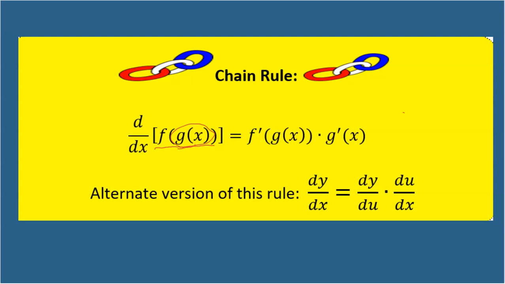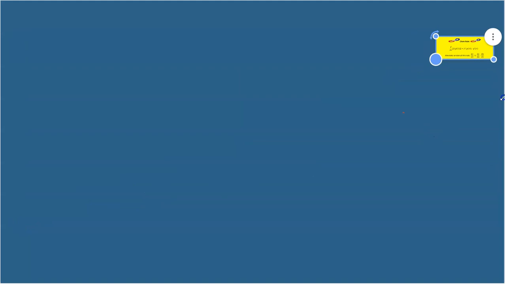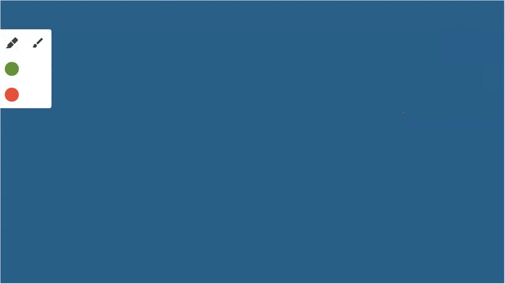What I'm going to do is show you how to get this yellow box. Meaning, I am going to show you the proof of this chain rule. Okay, so I am going to go ahead and minimize this so you don't see that anymore. What we're going to do is take a look at a composite function, and then take the derivative using the limit definition. And then we're going to arrive at the rule, what the chain rule is.